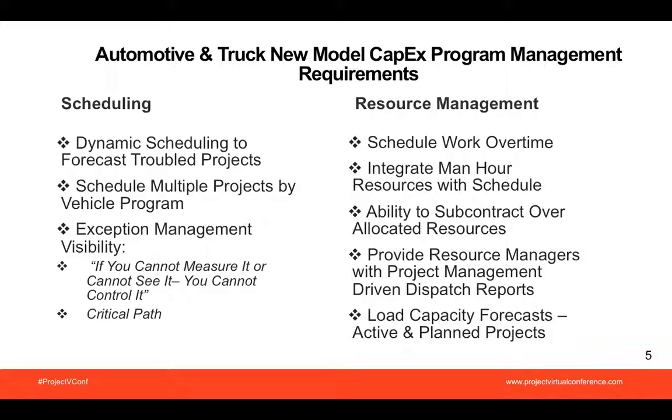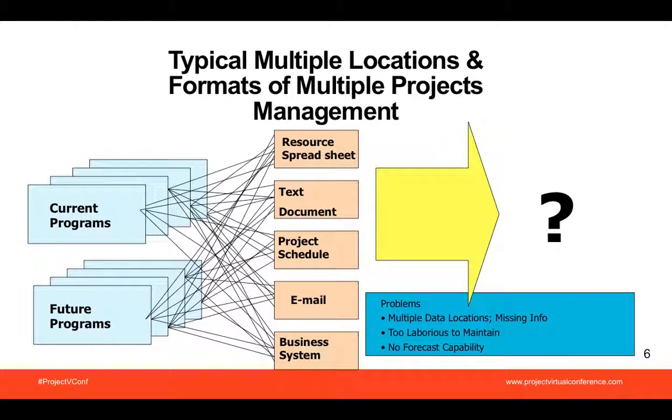So the next question is, why does this industry have so many challenges that remain unsolved? If you look at this next slide, you'll see what I call a spaghetti chart. This shows all the current programs and all the future programs. Current programs normally are in the 6-month to 12-month range that are funded, and future programs are all the new models that are funded from the board of directors and clay models on through the process. Almost all automotive companies have a variety of different tools with all the data in different places: resource spreadsheets, text documents, schedules, business systems. All these are very difficult, if not impossible, to get integrated and simplified information from.